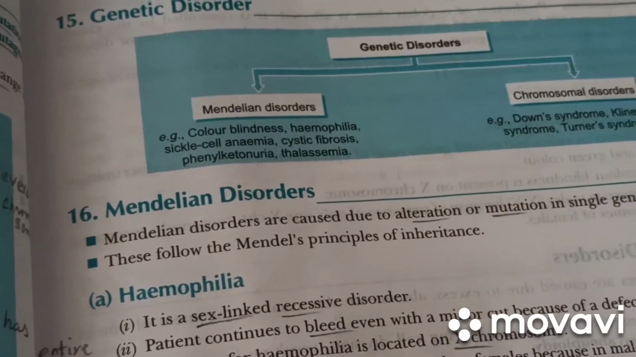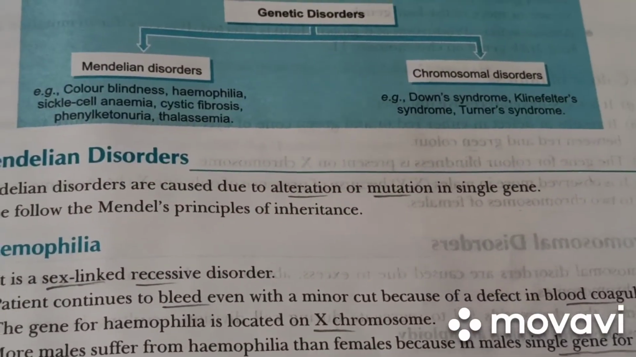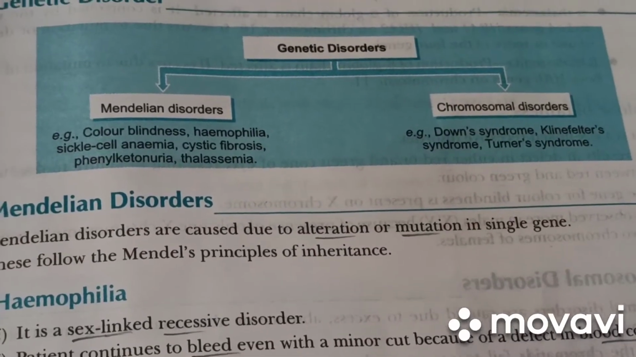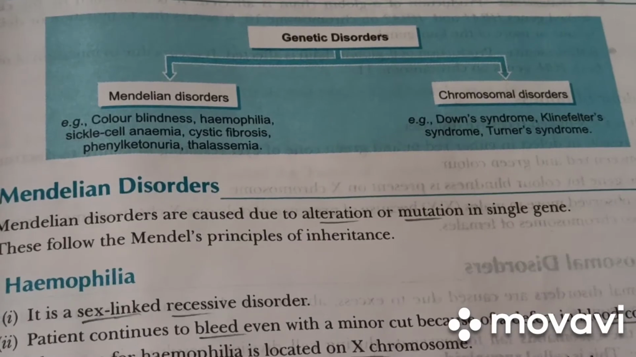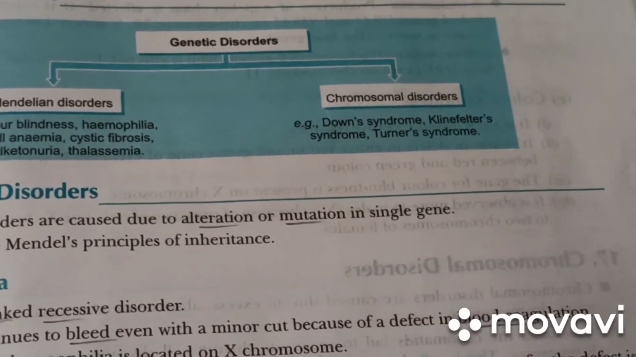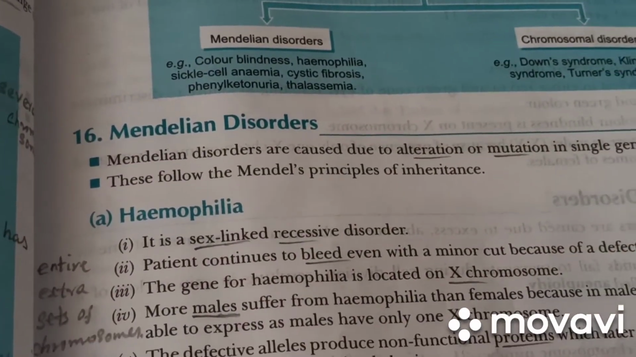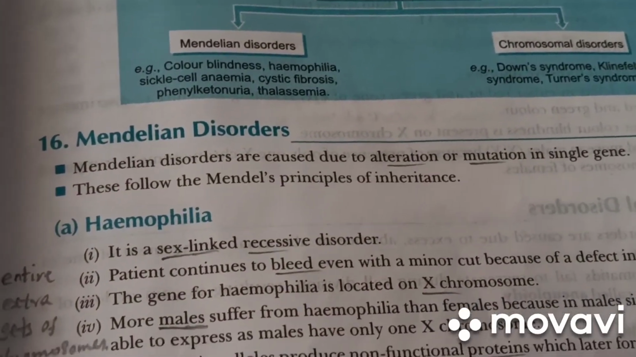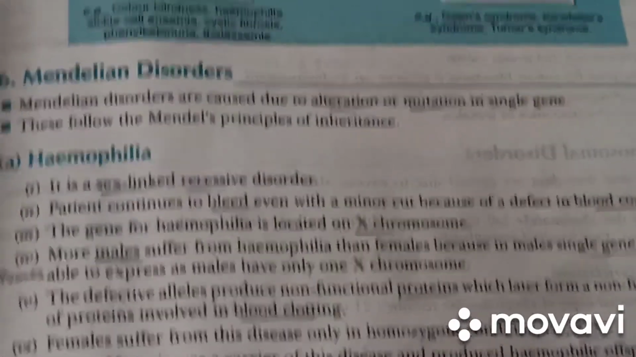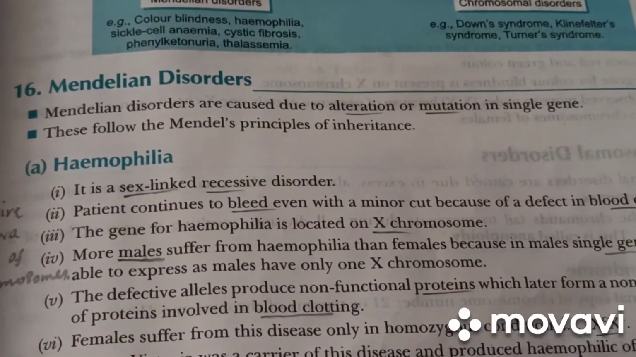First one is Mendelian disorders. Mendelian disorders are caused due to alteration or mutation in a single gene. I told you what is meant by mutation, a change in a single gene. These follow Mendel's principles of inheritance. You learned previously in detail what Mendel's laws of inheritance are.